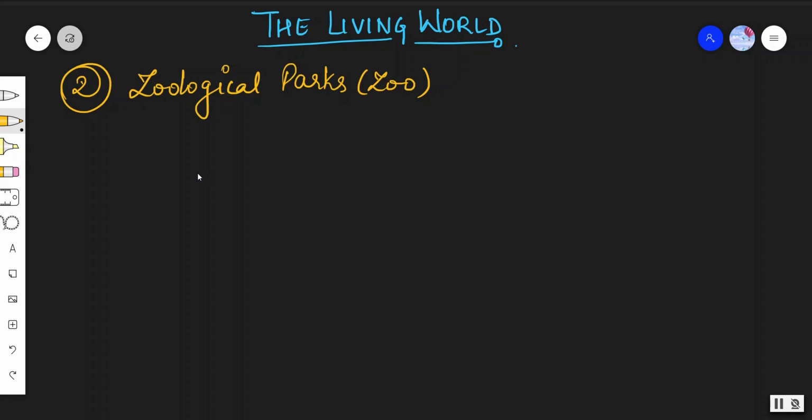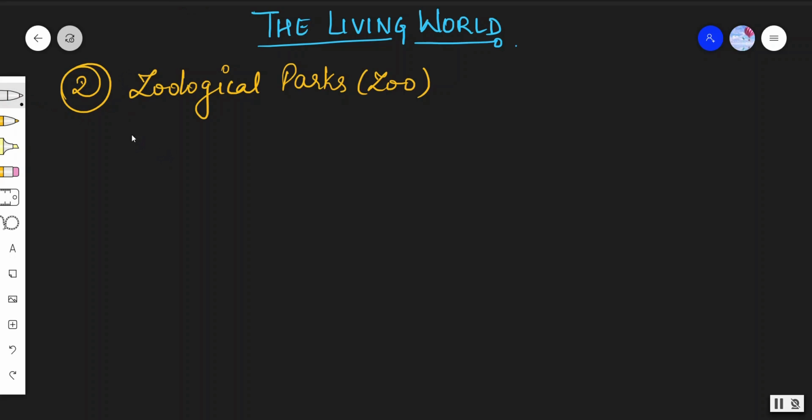Today we are going to start the remaining portion of the taxonomic aids. In the previous video we discussed botanical garden, the first taxonomic aid, and today we are going to start with the second one, that is zoological park. In the last video I discussed important botanical gardens and why they are famous as well, so do watch the last video as well. So let's get started with today's topic, that is zoological park.